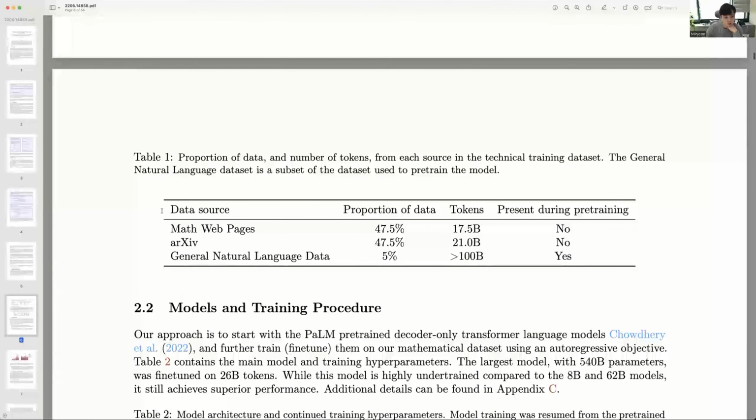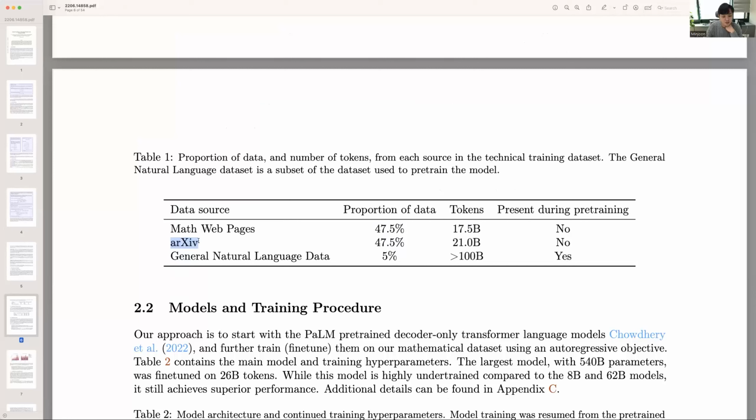They also talk about what data they fine-tuned on, and the interesting part is that they use math web pages. It looks like there's some website that has a lot of math. It has about 17.5 billion tokens, but they sample some of them for their training data. It takes up 47.5% of their training data.